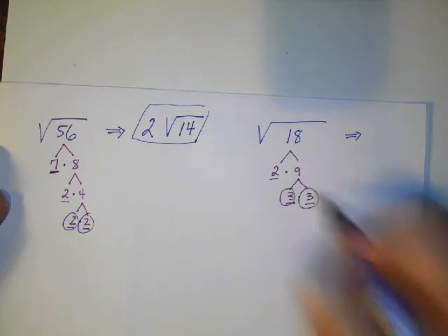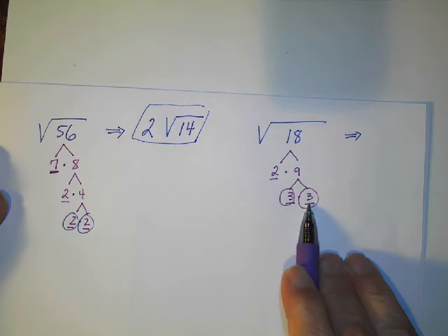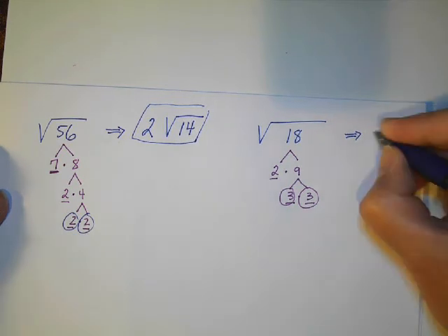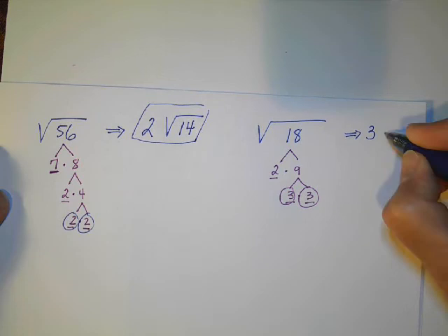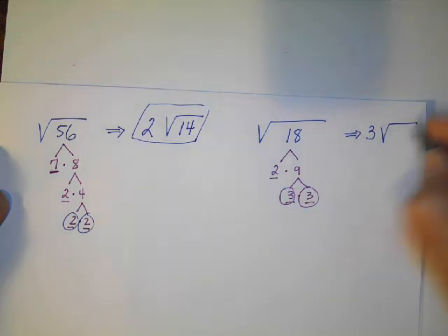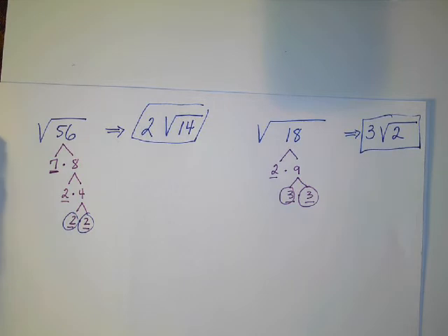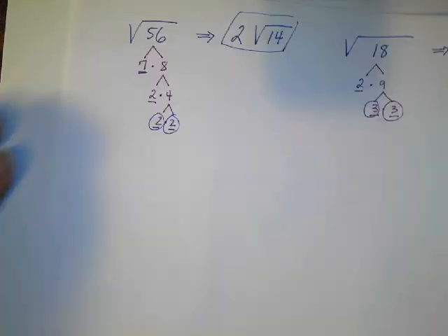So I'm looking for a pair of numbers. Look, there's a pair of numbers. That's a 3 squared right there. All right, well, that means there's going to be a single 3 out in front, and then look for anything that doesn't have a pair. He didn't have a pair, so he's got to stay inside. 3 square root 2 is the simplified version of square root 18. We're just going to do several of these.